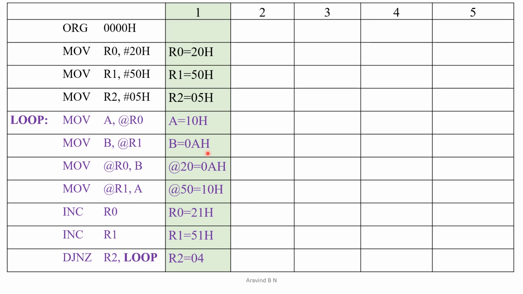The part shown in color is the looping part, and the part shown in black color is one time execution. Now let us go through the second iteration. In the second iteration, move A comma at R0, A will be now loaded with the value 20H. Next B will be loaded with the value 0BH. Then move at R0 comma B, at the memory location 21H, 0B will be stored. Similarly at memory location 51H, 20H will be stored. So exchange of data has happened.